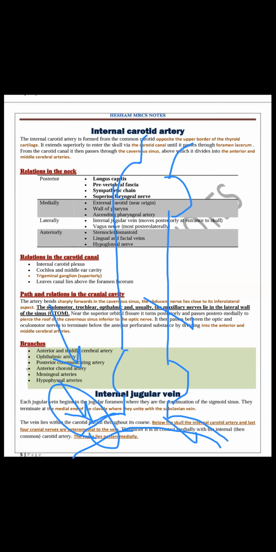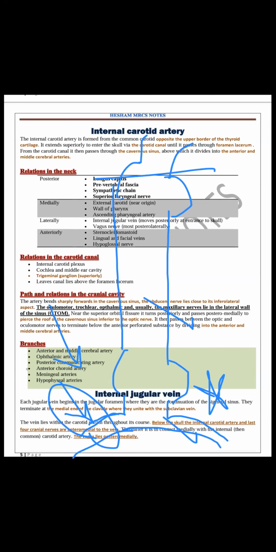I said relation of common carotid and vagus to internal jugular. The internal jugular is the most lateral, while anteromedial is the common carotid and posteromedial is the vagus. This is very important. Here, you will tell me what are the tributaries of the internal jugular. What are the tributaries of this internal jugular? Try to focus.